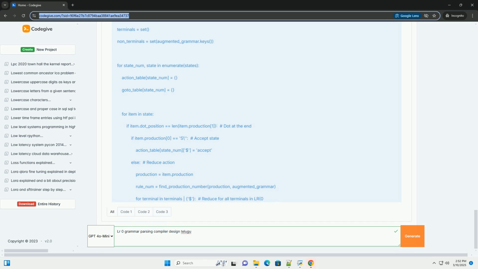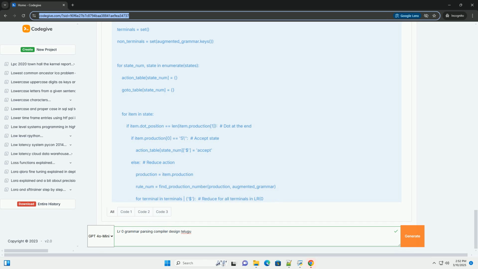Summary. Compilers translate code from one language to another. Parsing is a key part of compilation, ensuring the code structure is correct. LR(0) is a bottom-up parsing technique that reads input from left to right and derives from the rightmost side. It uses LR(0) items, states, goto functions, and action tables to parse the input. LR(0) has limitations due to its inability to handle conflicts without look-ahead.